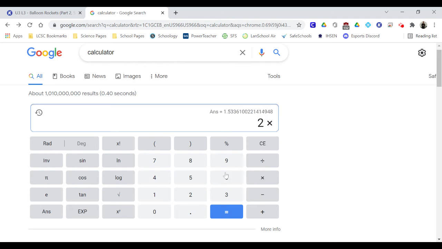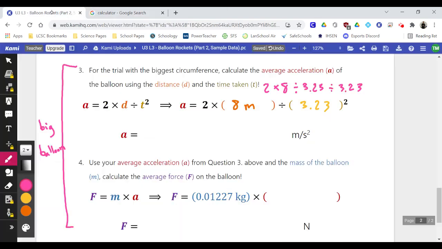I can take 2 times 8 divided by, and then divided by 3.23, and then I'm going to put a little exponent on there, make it squared, and I get the same thing. So this 1.53 is going to be our acceleration. And again, the unit is meters per second squared.